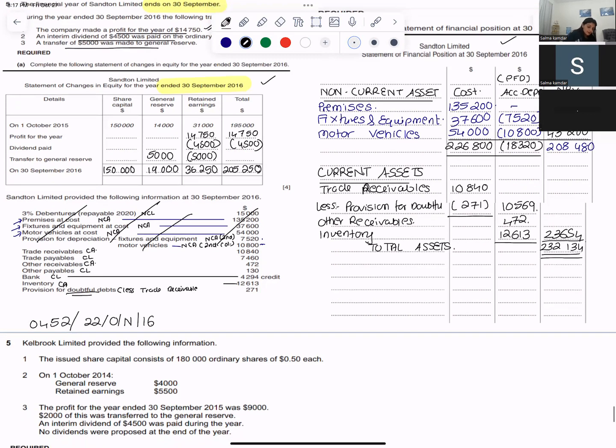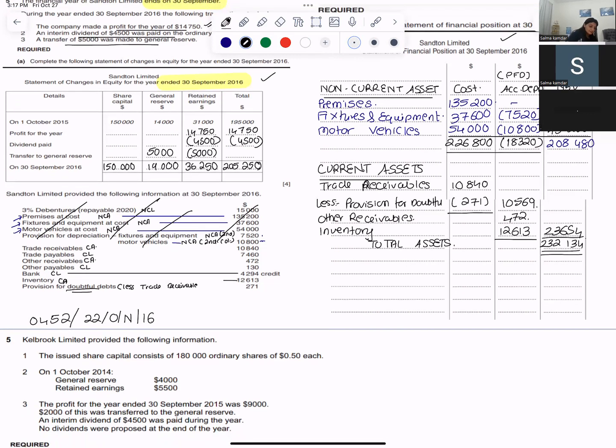Now what will you start with? Non-current liability? No. First you will have your equity and liabilities. Your liability side starts with equity and liabilities. After you write equity and liabilities, you underline it twice, and below that you will write equity and reserves. Equity is 150,000.